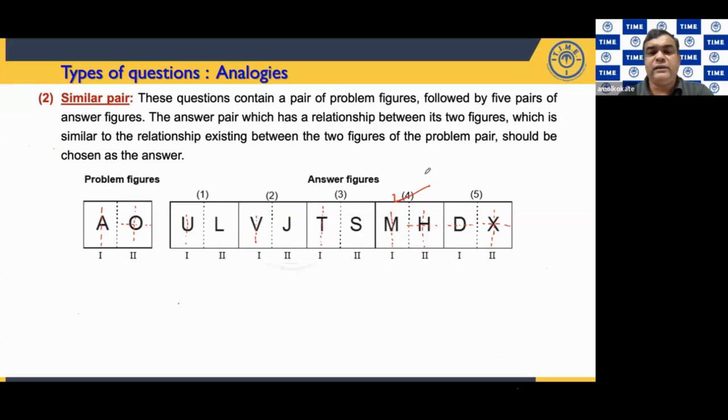हाँ, S सिमेट्रिक है कि नहीं है? S is symmetric or asymmetric? Yes. No. No. No. Not symmetric. ठीक है.